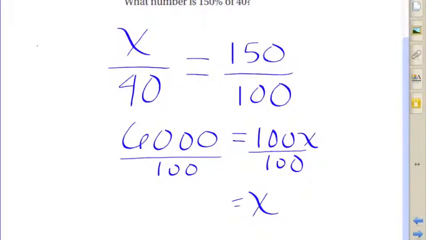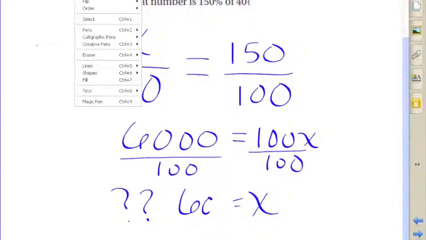Okay, so 40 times 150 was 6,000. So you divide both sides by 100 because 100 times x is 100x, and what you should get is 60. Now here I'm writing question marks because I have 600 equals x. It should be 60 equals x, which makes sense.